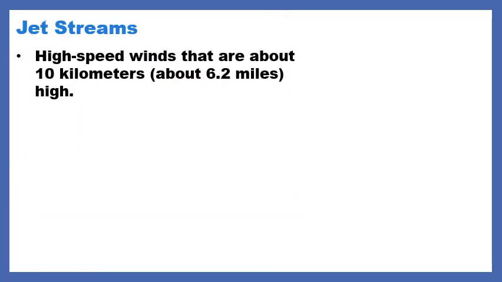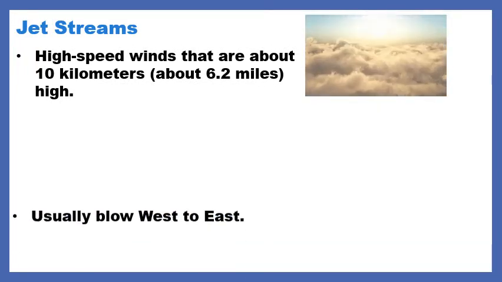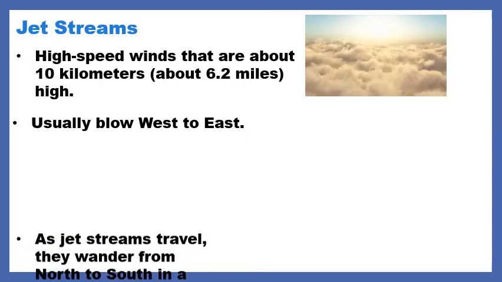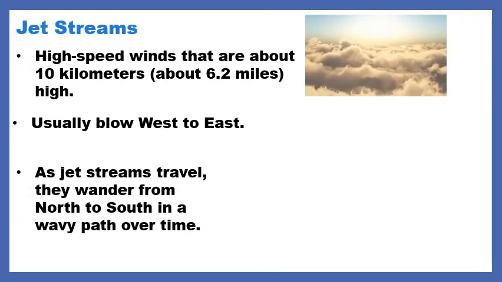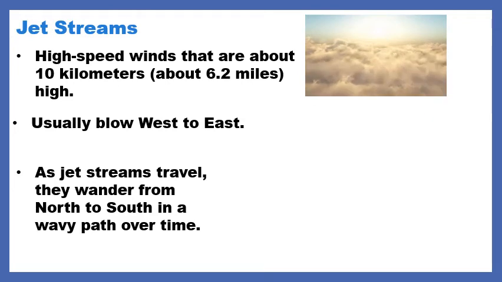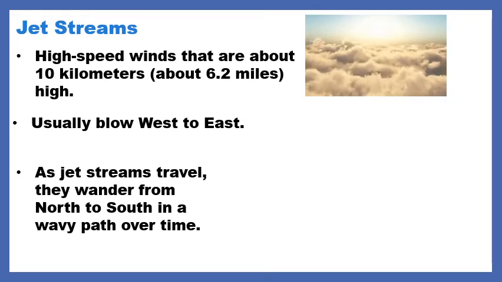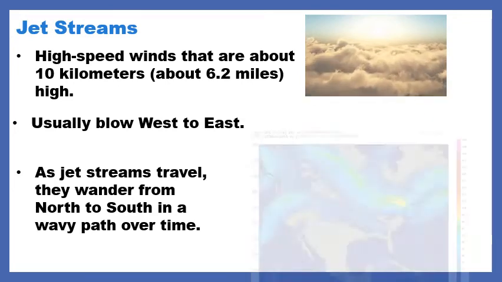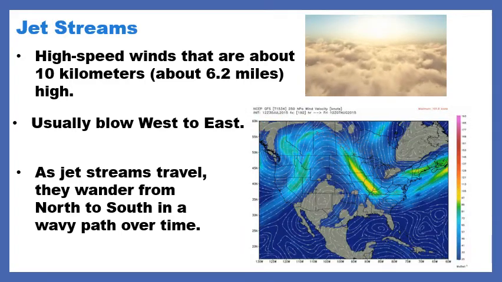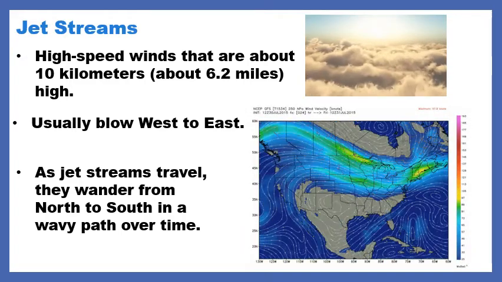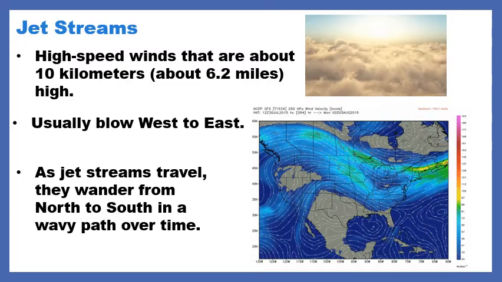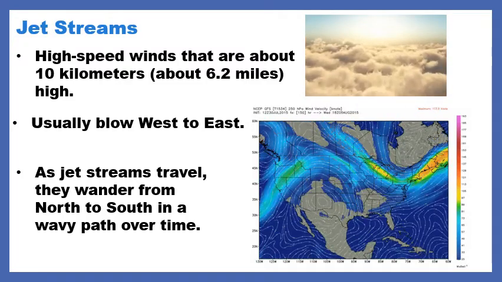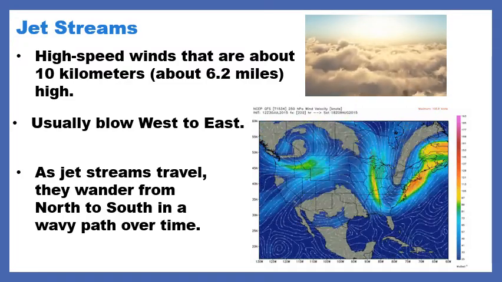So jet streams are high-speed winds that are about 10 kilometers off the ground, or about 6.2 miles high. They generally blow west to east, and as they travel, they sometimes wander north to south in a wavy path over time. Like when I walk, I kind of lose track of where I am, and I don't really walk in a straight line, and then people next to me get annoyed because I keep bumping into them. Jet streams are kind of the same way.